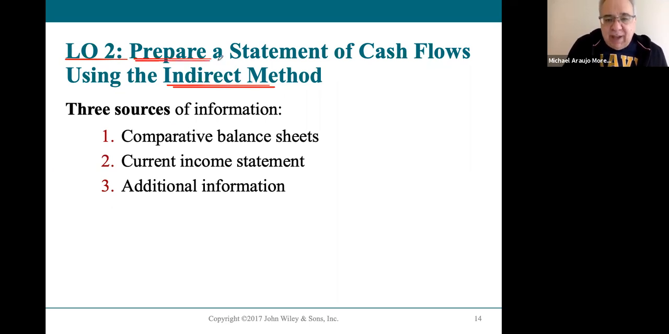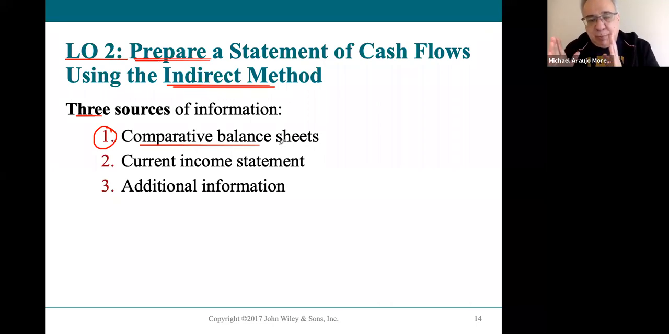In order to prepare a cash flow statement, you need a few things. One is you need something called comparative balance sheets. That's the balance sheets from the current year and the previous year. It's a comparison. That's the comparative thing. So you need balance sheets from this year and last year. You need the most current income statement that you have. And there's going to be additional information provided to you that's going to help you understand and prepare.